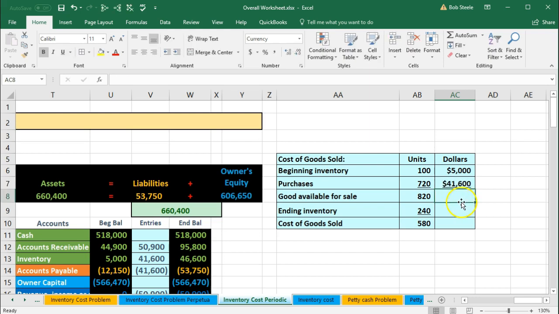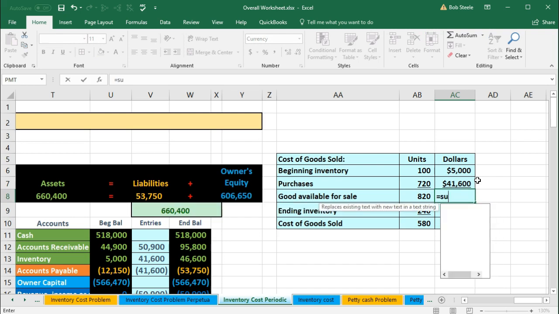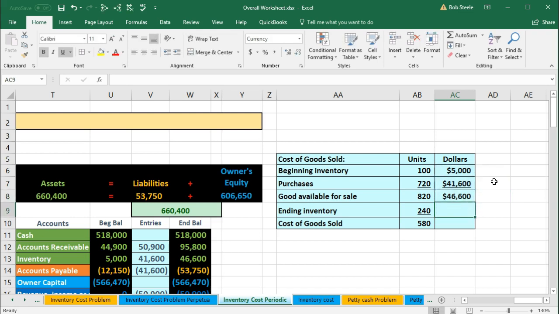We're going to sum those up then. If we purchased 41,600 and started with 5,000, if we sum those up, that'll be the total we had available for sale throughout the entire period, the month. So in AC8, we're going to say equals SUM. Double click that sum function, highlighting the 5,000 and the 41,600, or AC6 colon AC7, and enter. That gives us the 46,600.